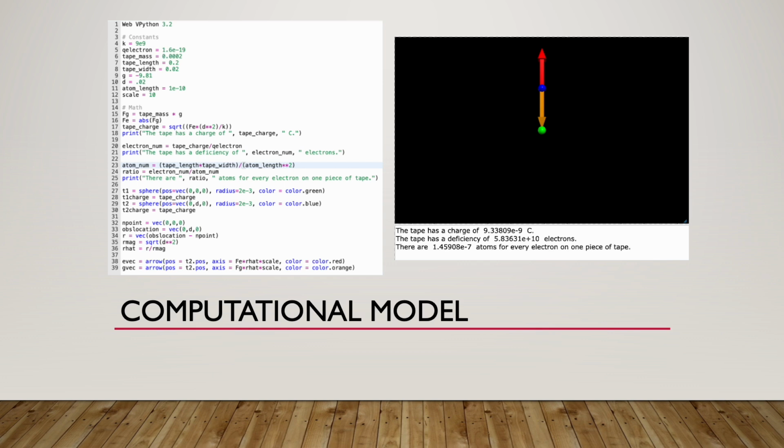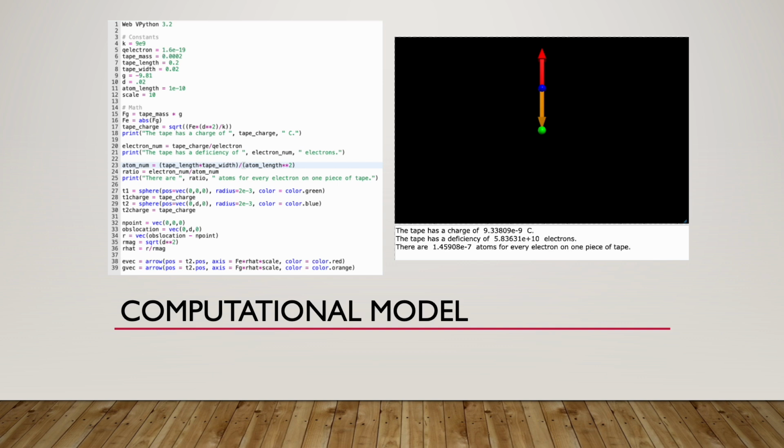So to find the force of gravity and the electric force, you do tape mass times the gravitational acceleration, and then you find the absolute value of the gravitational force because it should be equal and opposite. The tape charge was found by solving for Q in the electric force equation, and the electron number was found by doing the tape charge divided by the charge of the electron.